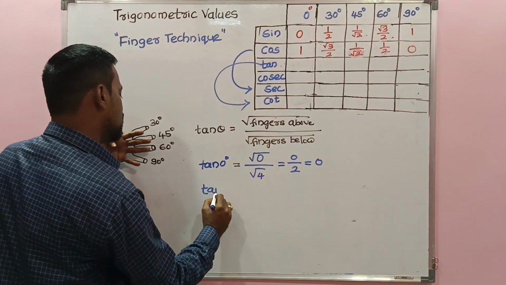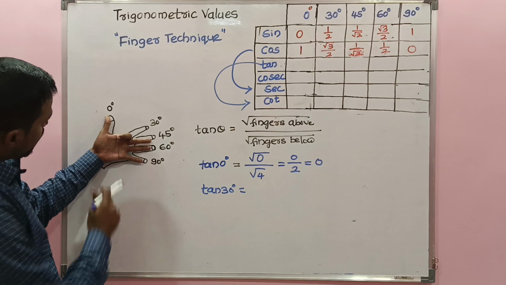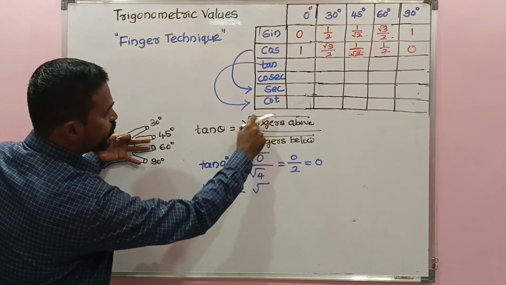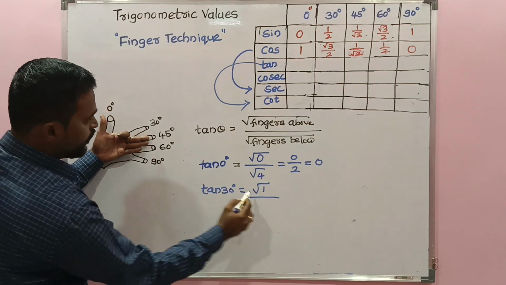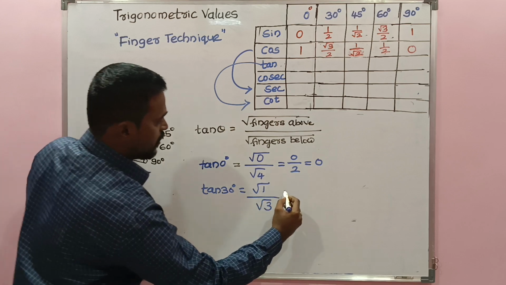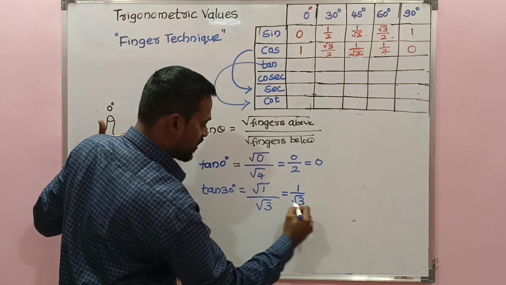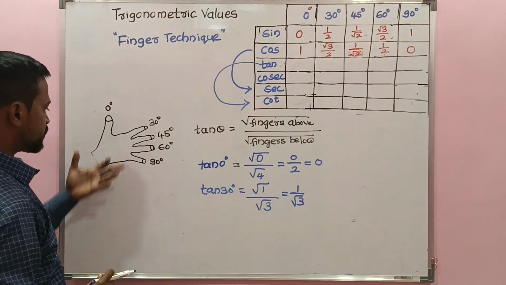Now, tan 30 degree. I'm going to fold this one. How many fingers are above this finger? So we need to put root for both the numerator and denominator. How many fingers are below? Root 3. Now this is going to be root 1 is 1, root 3. Therefore, tan 30 is always going to be 1 divided by root 3.